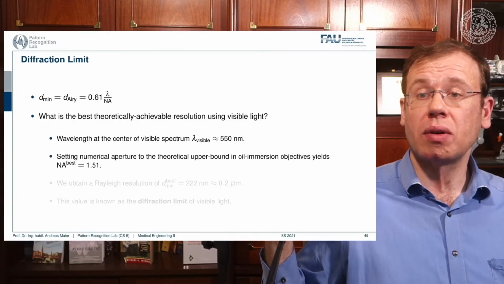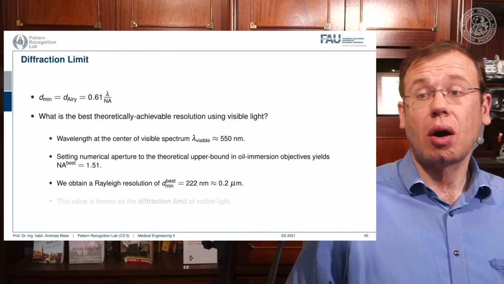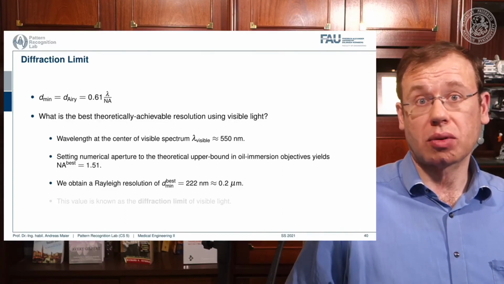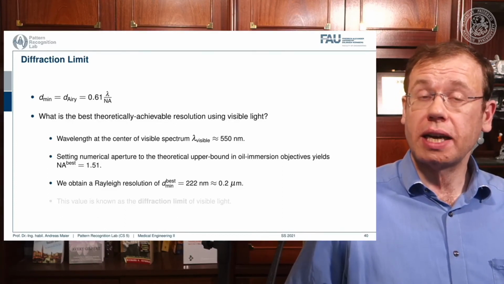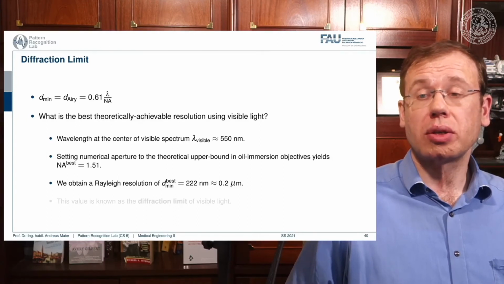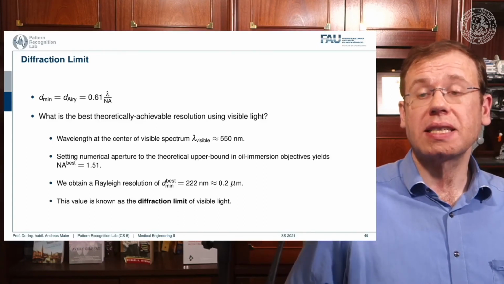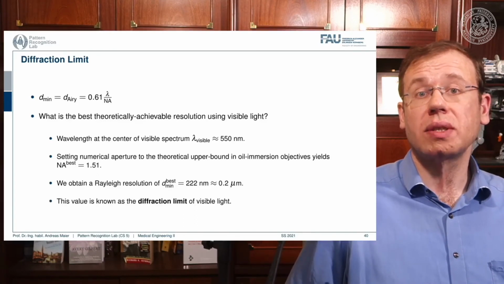This is the 1.51, and this means that we obtain a Rayleigh resolution of approximately 0.2 micrometers. So with visible light, you will approximately yield 0.2 micrometer resolution, and you can't get better with that. And this is known as the diffraction limit of visible light.